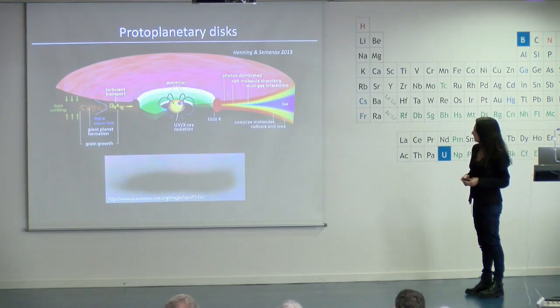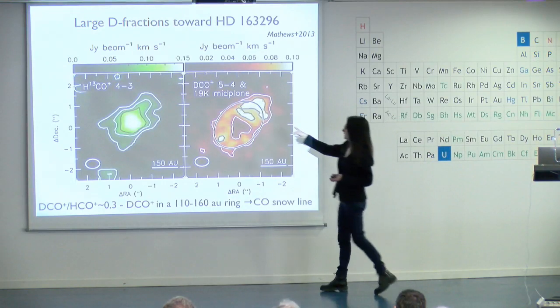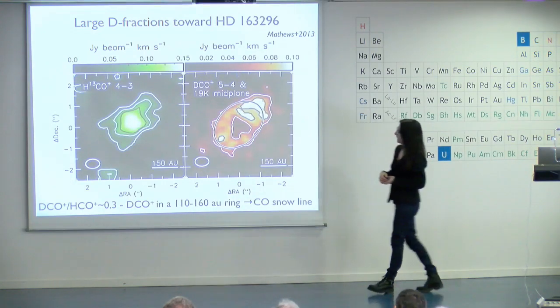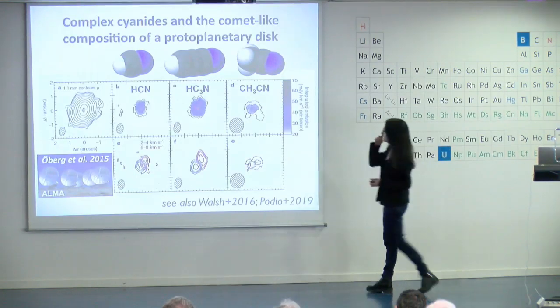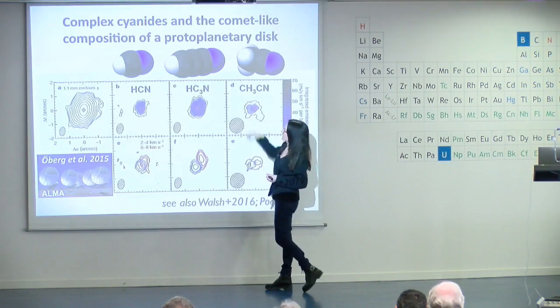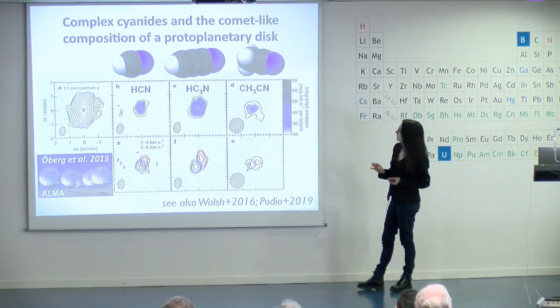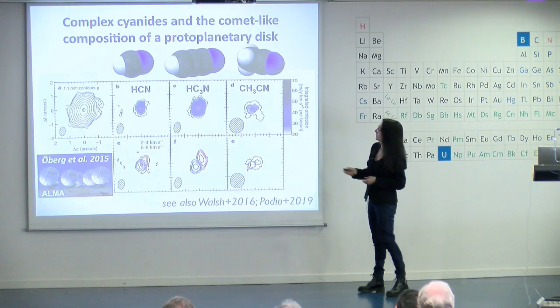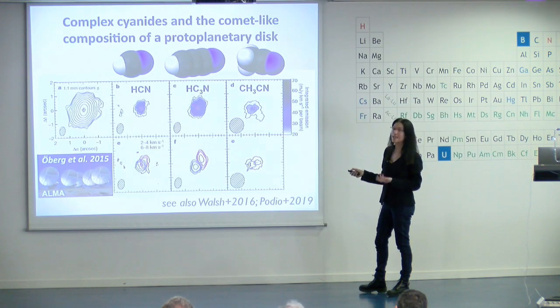So let me skip this. For the disk, we have not done much, so this is just to show you that also in disks there is a high deuterium fraction, and Karin Oberg and other people now have been seeing organics also in disks. Very difficult, but it is possible now with ALMA. And the main conclusion here is that when you compare the relative abundance of these molecules found in disks with the comets, again, you have the same values.